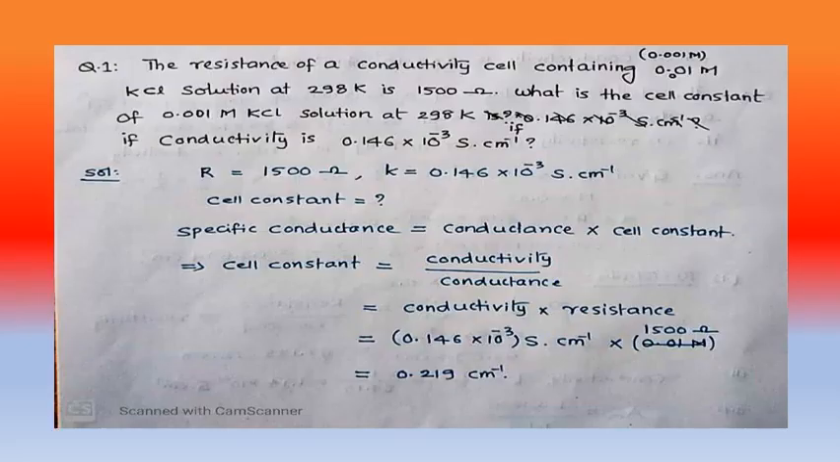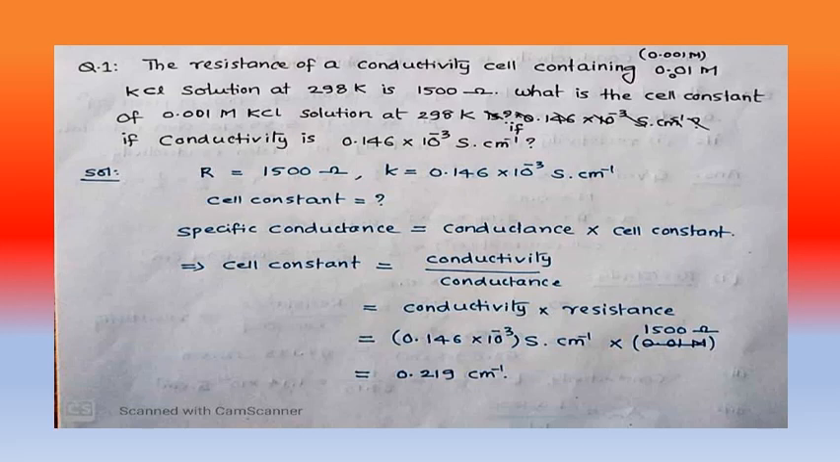Okay, first question, already we have seen some formulae. Question number 1. The resistance of a conductivity cell containing 0.001 M KCl solution at 298 K is 1500 ohm. What is the cell constant of the 0.001 M KCl solution at 298 K, if the conductivity is 0.146 into 10 power minus 3 Siemens centimeter inverse?